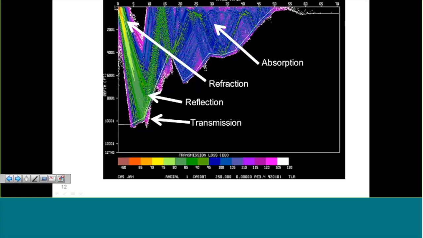So as the sound from a source in the Arctic, if there's ice present, gets under the ice, it starts to hit these ridges and starts to lose energy and scatter. And this is the same kind of thing that happens in the Arctic. Okay.